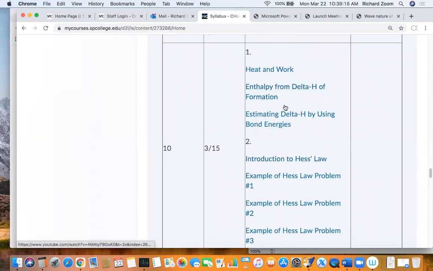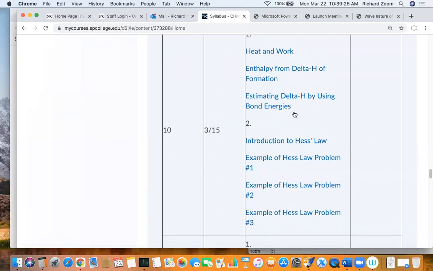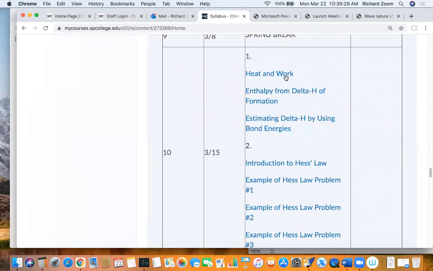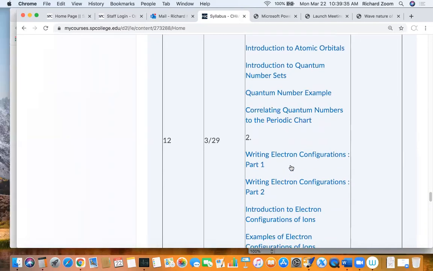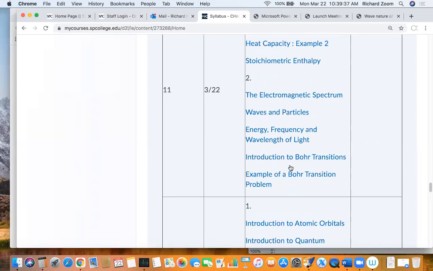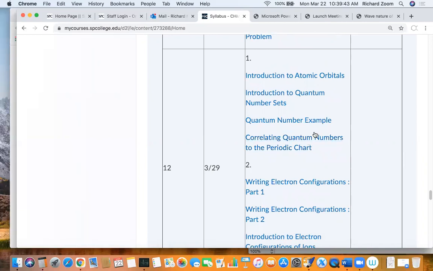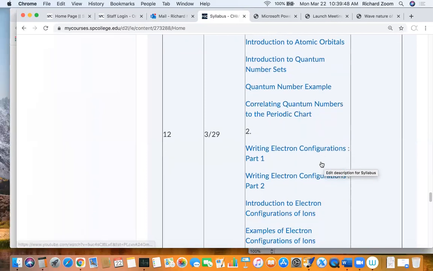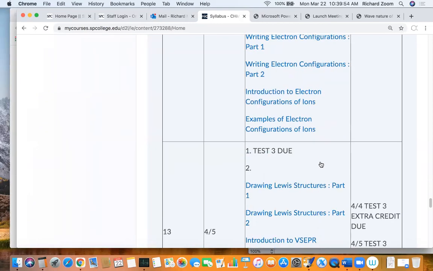These aren't too bad: the heat and work, the enthalpy, and estimating delta H by bond energies. If you want some extra help with that, you can always make an appointment with me as well. But I definitely will be going over examples of each of these before the end, just to make sure that you don't end up being left behind. But you still should have watched the videos for those last week. Now all these videos, I did fix the links here. Initially the links weren't working properly, but I did fix them all, and now they link directly to YouTube and not to somewhere else in the course, which is what the problem was.